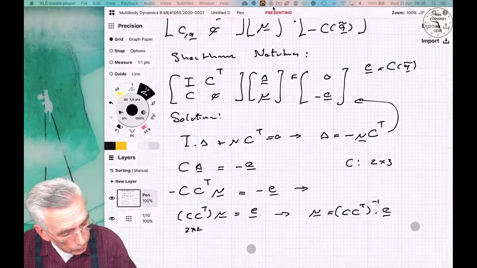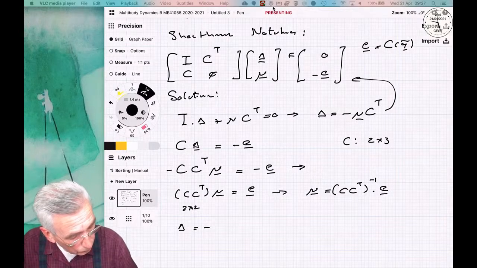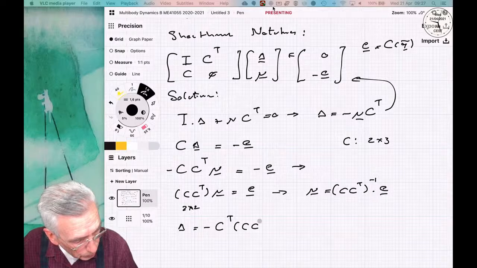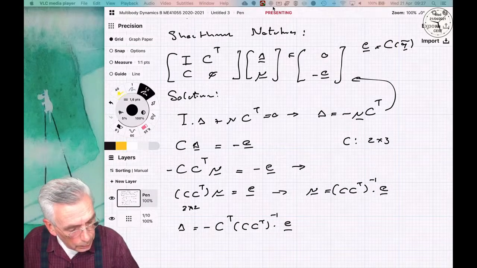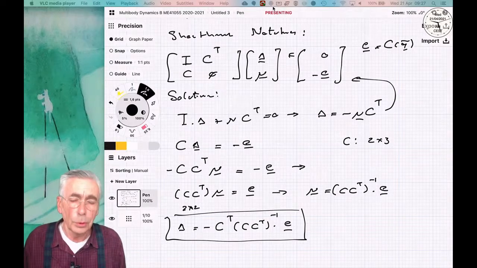We want to know what delta is, and then of course the increment delta is minus mu times C transpose, so minus C transpose times C C transpose to the power minus 1 times E. And this is the solution for our Gauss-Newton process.